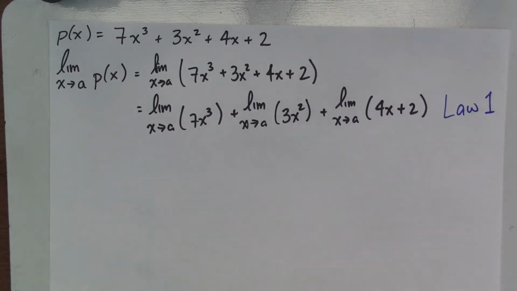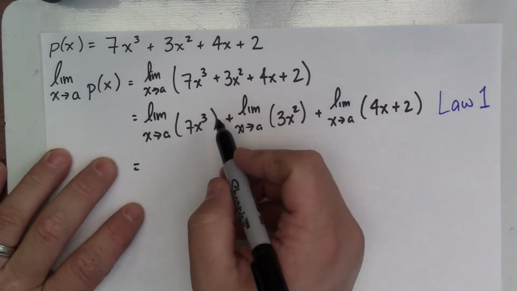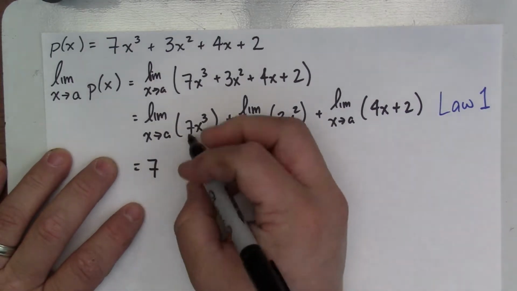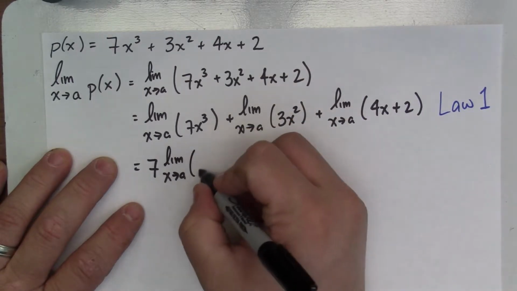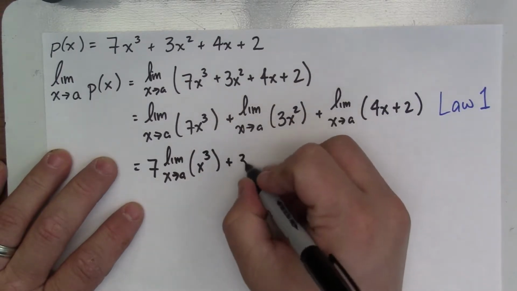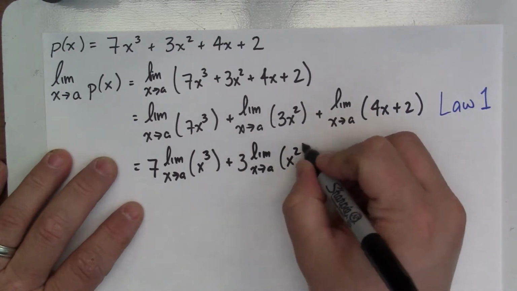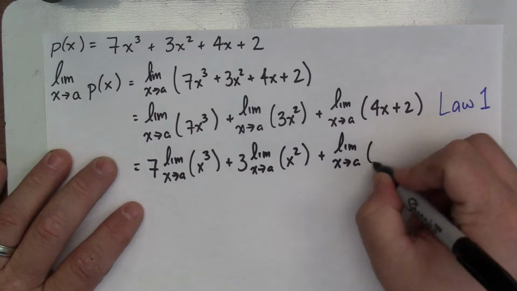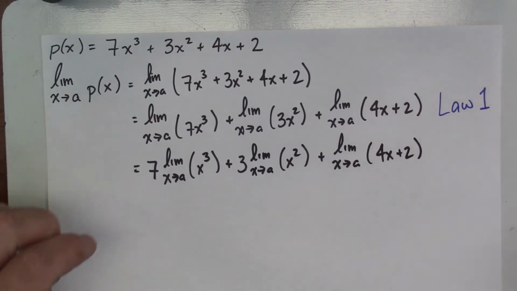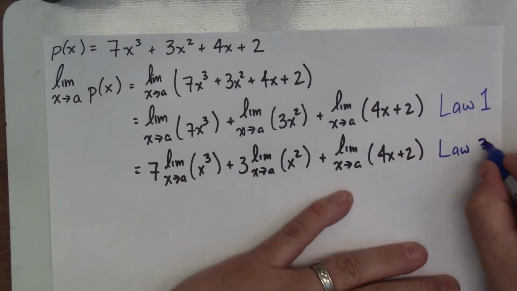As I said, this is law number 1. From here, I can use law 3, which is the constant multiplication. Notice here I've got 7 times x cubed. Well, that's the same as 7 times the limit as x goes to a of x cubed, plus 3 times the limit as x goes to a of x squared. And I'm going to leave this linear term at the end alone. And this was law number 3.